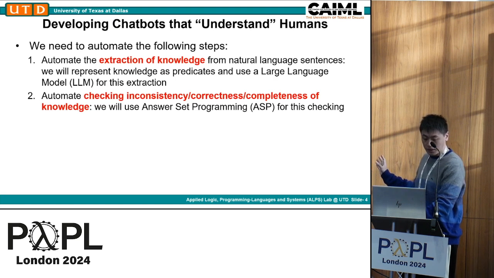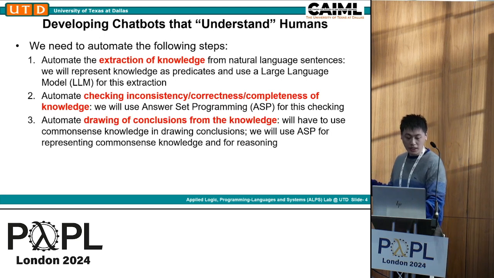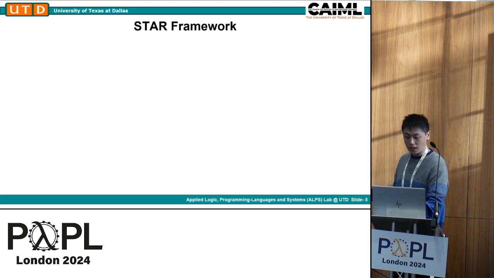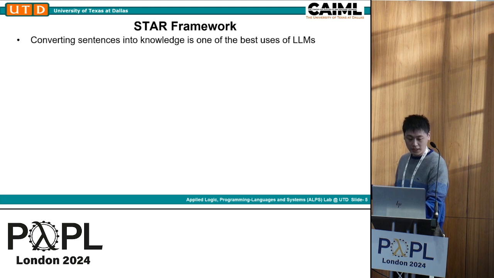Then we check the inconsistency, correctness, or completeness of the knowledge with the reasoning system, for which we use ASP. And then we draw the conclusion from the knowledge, also using the ASP system. Finally, we transfer this predicate conclusion to natural language using the large language model. Again, this is what the STAR framework looks like.